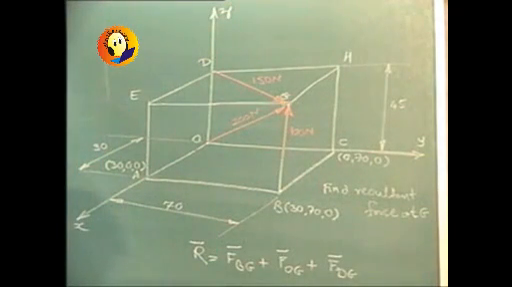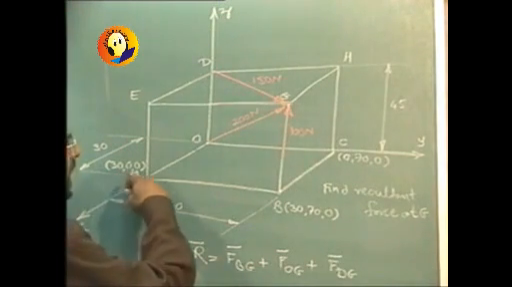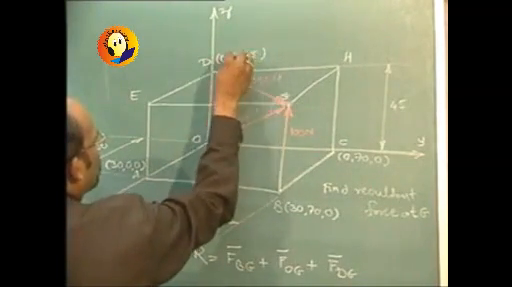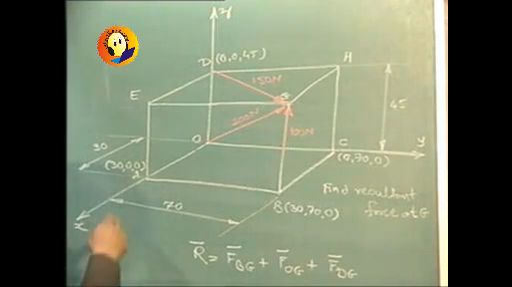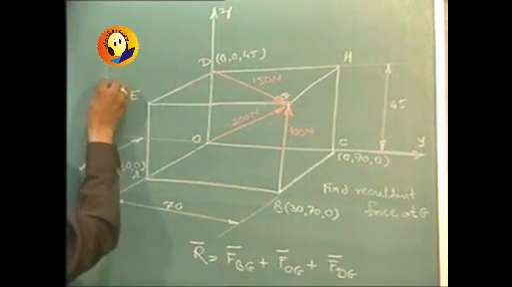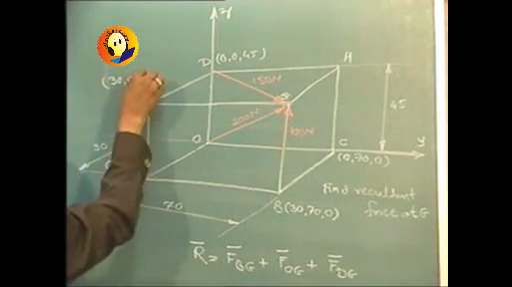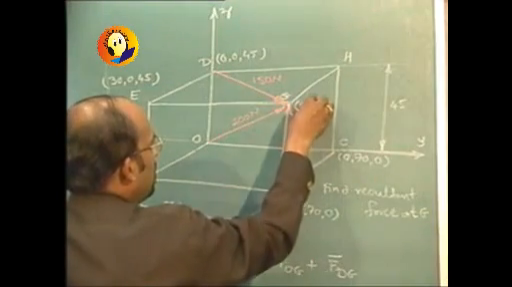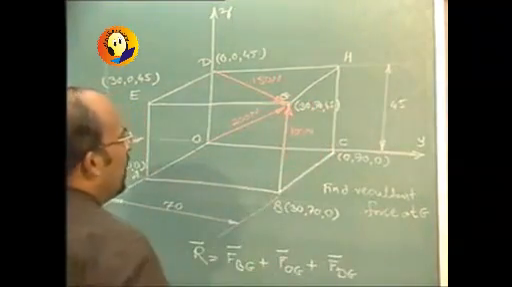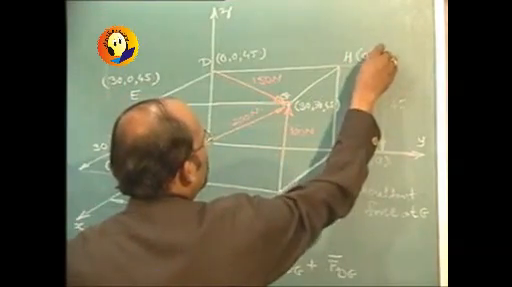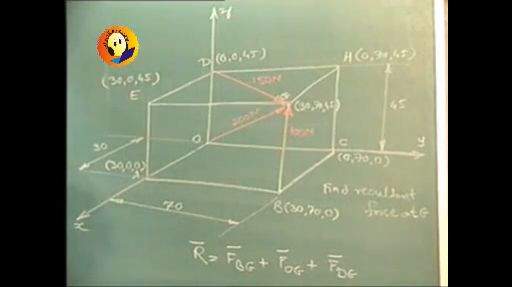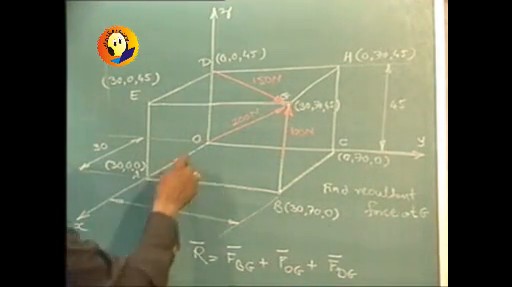Now this being a rectangular prism, we will simply shift the z coordinate to the height, that is 45, and coordinates of D will be 0, 0, 45, because coordinates of O were 0, 0, 0. Coordinates of A are 30, 0, 0, so coordinates of E will be 30, 0, 45. Coordinates of B are 30, 70, 0, coordinates of G will be 30, 70, 45. And coordinates of H similarly will be 0, 70, 45. This is how we can write all the coordinates. Origin is of course 0, 0, 0.